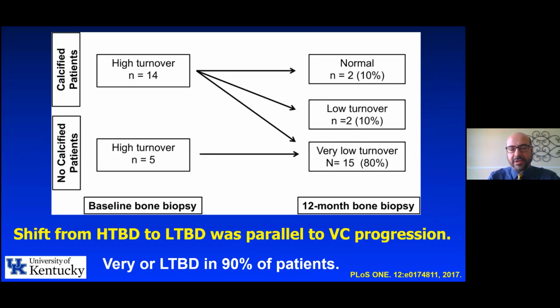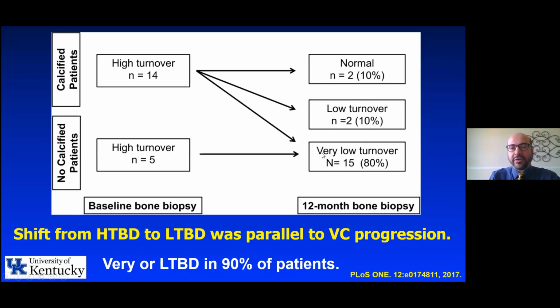Here is a very interesting study in which they did a bone biopsy before and one year after parathyroidectomy in 19 patients. All of them, of course, had high turnover bone disease prior to the parathyroidectomy. Fourteen of them had cardiovascular calcification, and five didn't have significant cardiovascular calcification prior to parathyroidectomy. Then they followed them up for a year. As you see, 80% of this cohort ended up in a year with very low bone turnover, and another 10 with low turnover.